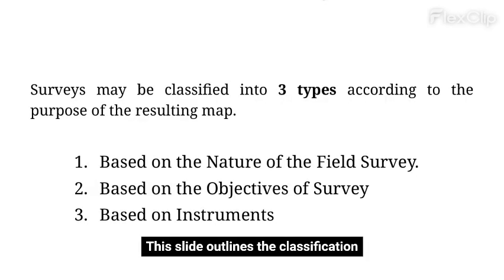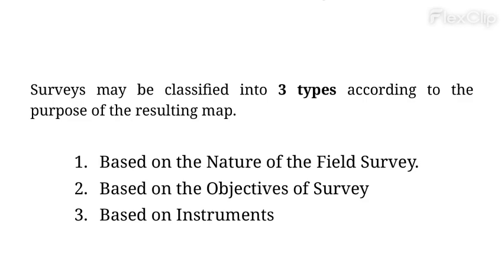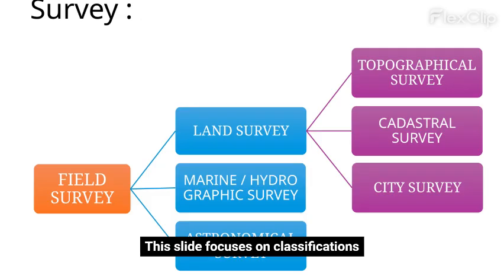This slide outlines the classification of surveys based on the purpose of the resulting map. The three types are based on the nature of the field survey, the objectives of survey, and the instruments used. This slide focuses on classifications based on the nature of the field survey.